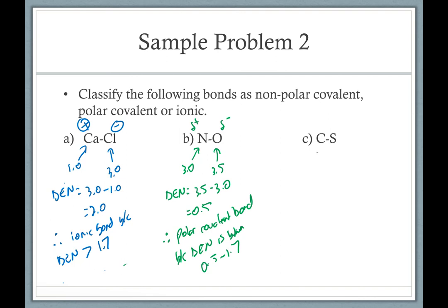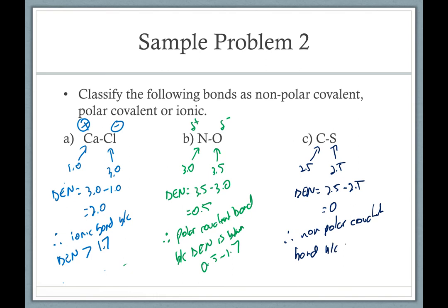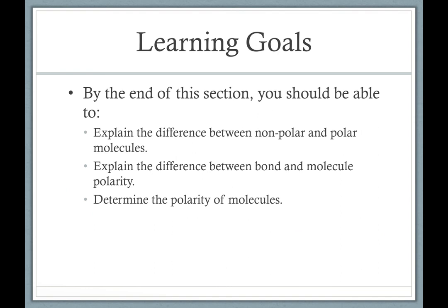All right, last one. So here we're looking at carbon, so we have 2.5. Sulfur is 2.5. We do our delta EN. We get 2.5 minus 2.5, and we get 0. So this is going to be classified as a nonpolar covalent bond because our delta EN is less than 0.5. Those cutoffs you will have to memorize. There's really no way around it, but you'll find it's not too bad because we really only need to know those two numbers. So that basically takes us to what I wanted to cover.